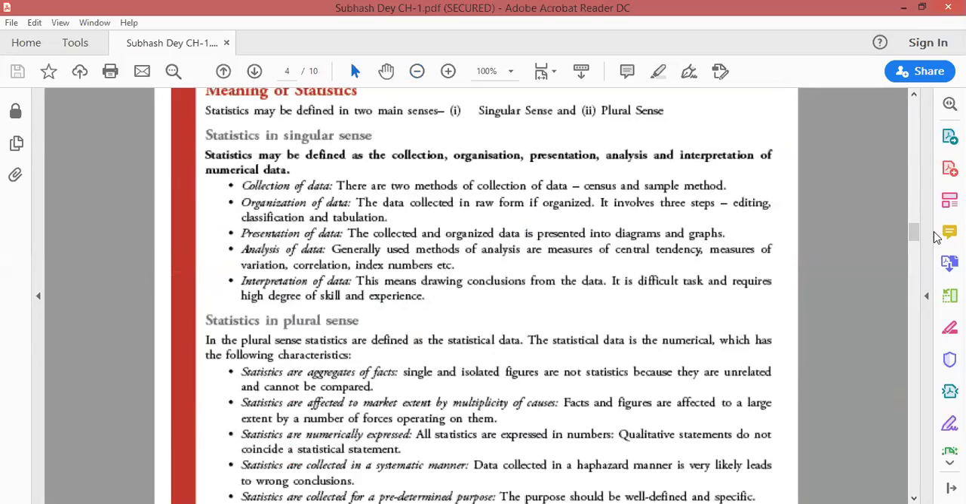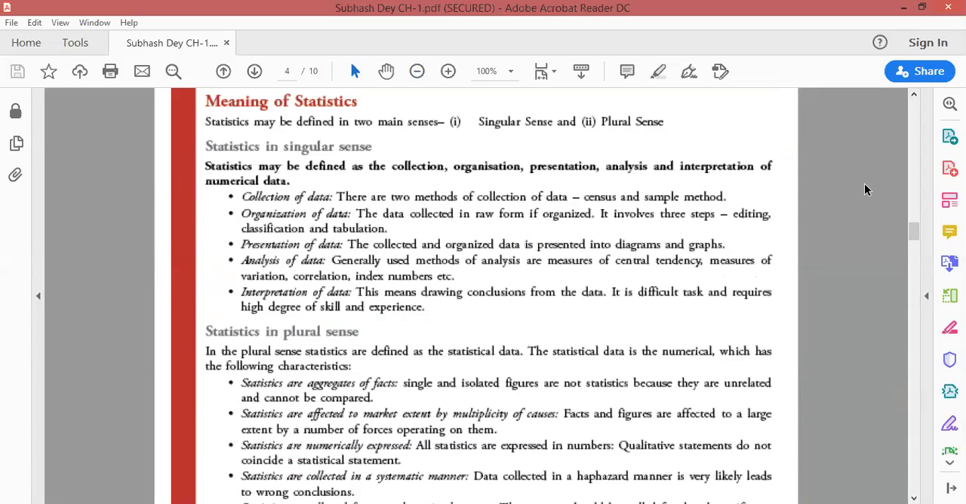Now, the meaning of statistics, because we are doing the introduction of statistics in economics. So what is meant by statistics? See, if we have to explain statistics, it can be explained in two ways: singular sense and plural sense. When we say singular sense, we have to explain it with its steps, that is, what all steps are involved in statistics.